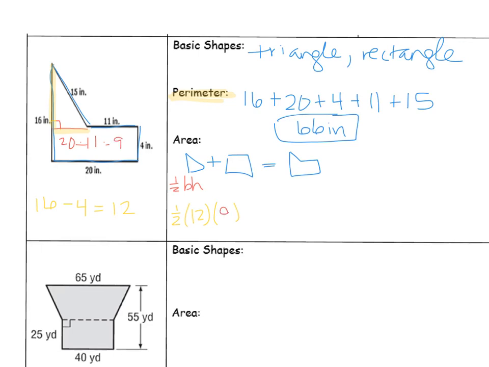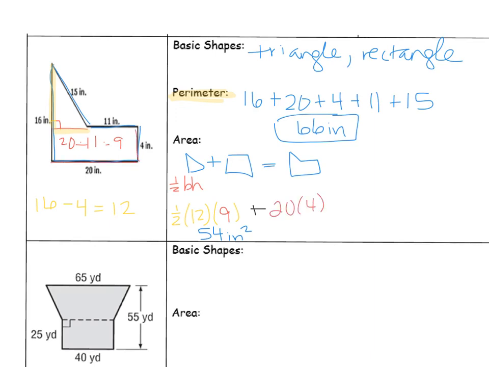I'm going to plug that in here. And I can find the area of my triangle. So our triangle's area is 54 inches squared. And we're not done, right? We still have to add in our rectangle. That one will be a little easier for us. And so here we just have a 20 by 4.